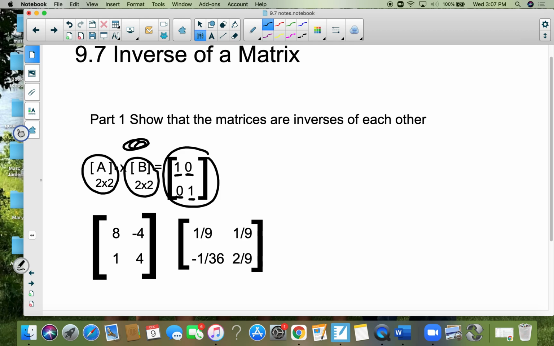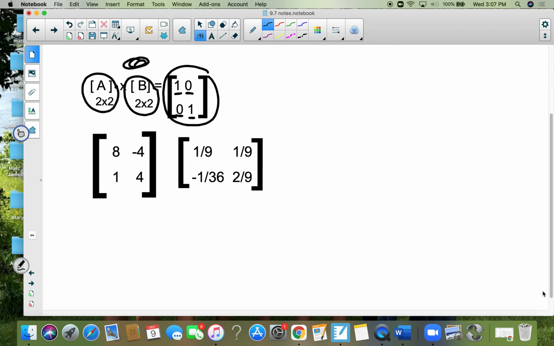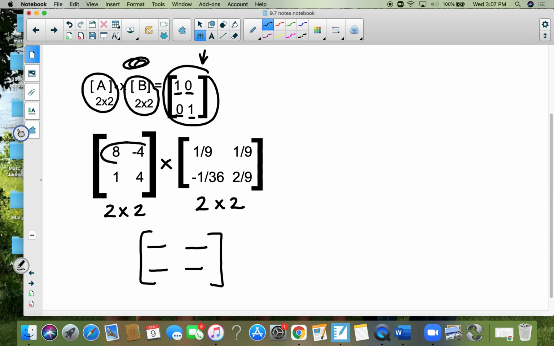So in part 1, show that the matrices are inverses of each other. All they want you to do in part 1 is to multiply these two matrices together. This is a 2 by 2 matrix, and this is a 2 by 2 matrix, which will make a 2 by 2 matrix. If they truly are inverses of each other, your final answer should be this. So let's check it. This row by this column.